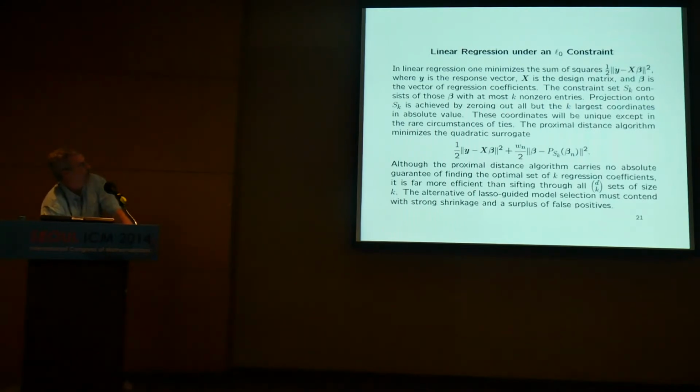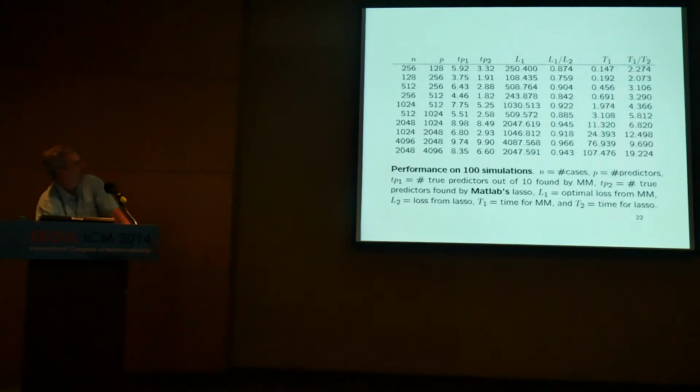So what does the proximal distance algorithm do? It minimizes now this convex quadratic, and this turns out to be far more efficient than searching through all subsets of size k. That's a disaster because of the astronomical number of subsets. And this, in our hands, is more effective than the lasso because the lasso has strong shrinkage and it often delivers a surplus of false positives. I'm not claiming the algorithm is as fast as the lasso.